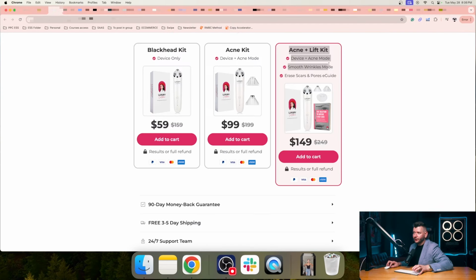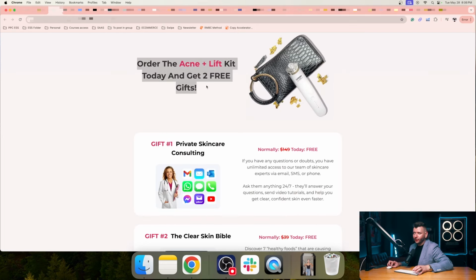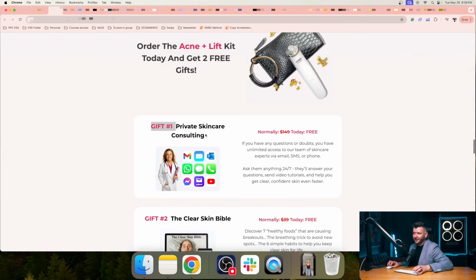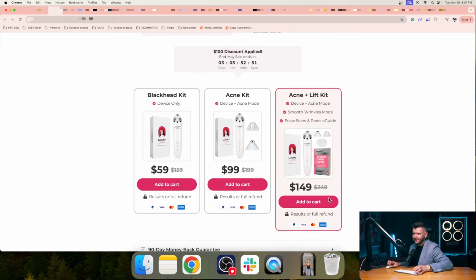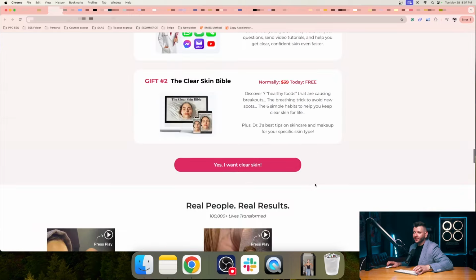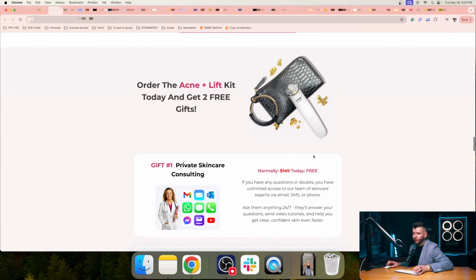So you have this product, and you have a bigger set here that also includes the ebook. And then as you scroll down, you also have this kind of offer, private skincare consulting, and then you have the Clean Skin Bible. But you only get this if you buy this kit for $149. Then you get this special offer. You have some free bonuses, free gifts.